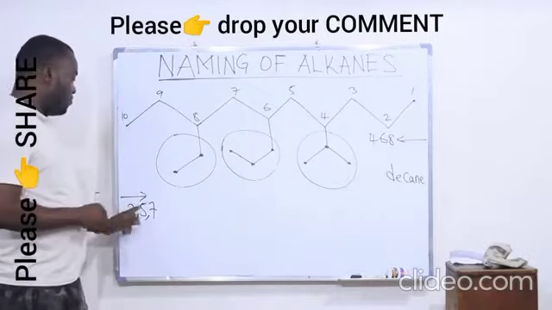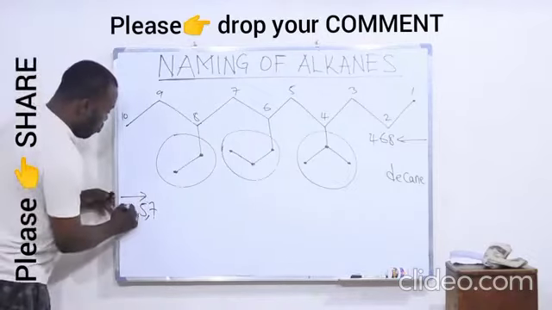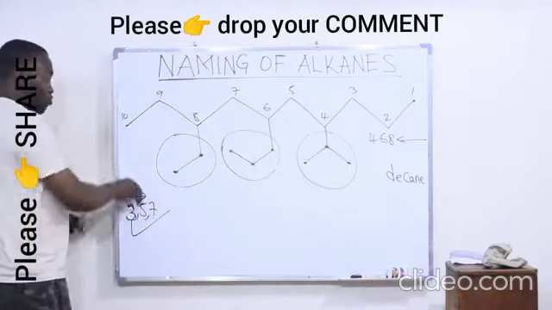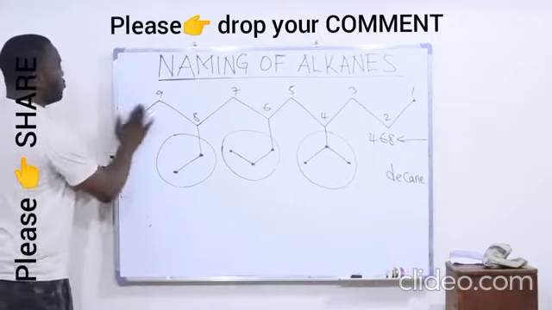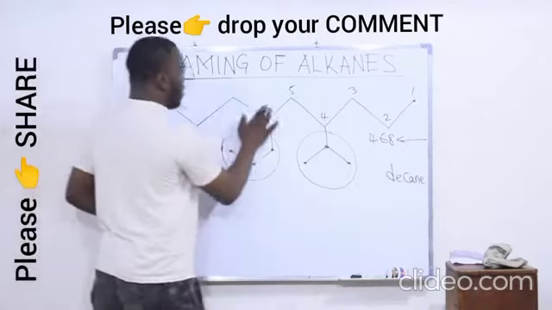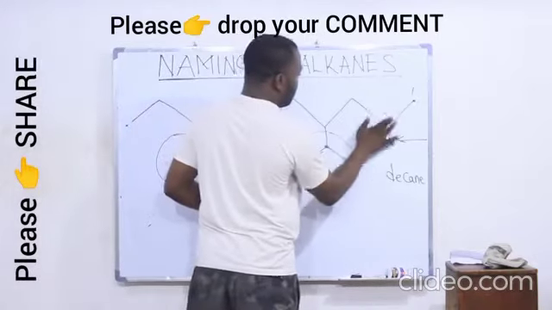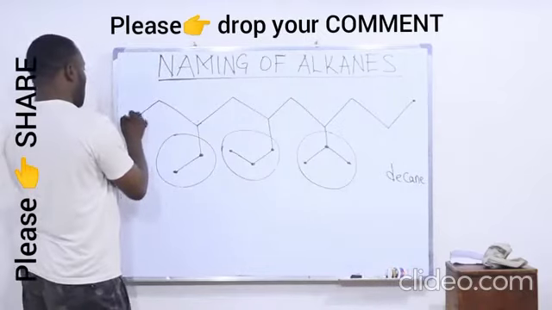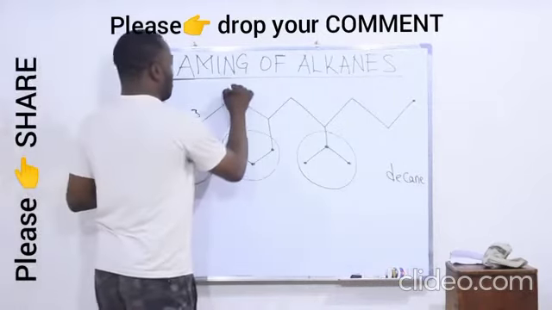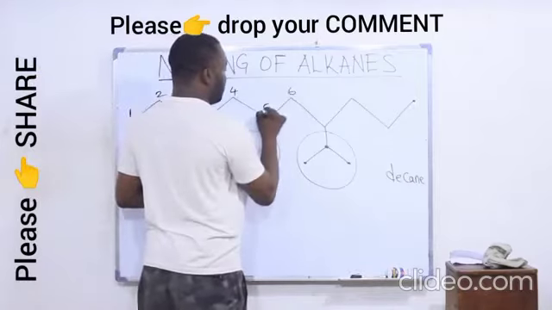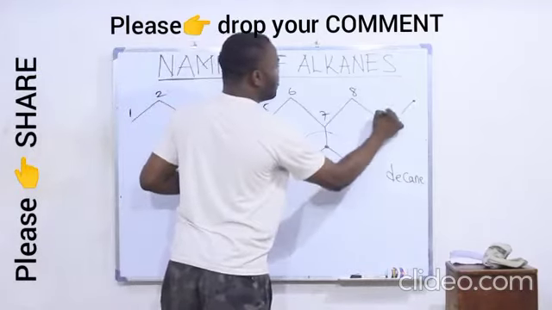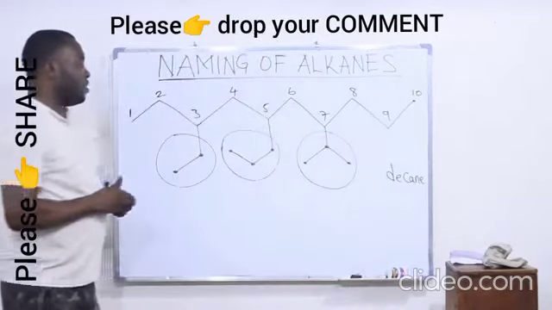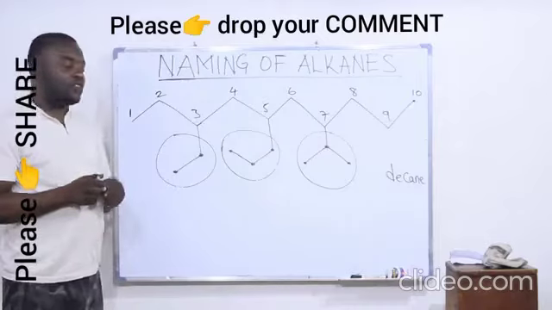From this way, I have them at 357. While from this other side, 468. So this way is lower. I'm going to number from left to the right because it will give us a lower number. So we'll have it as 1, 2, 3, 4, 5, 6, 7, 8, 9, 10. Okay, now let's identify the names of these attachments.